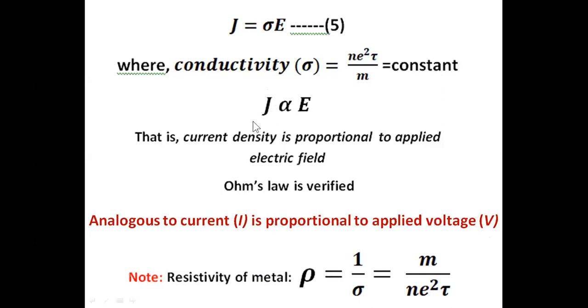Current density means the current per unit area. So both are proportional quantities. So we can say that this is another form of Ohm's law, according to which the current density is proportional to the applied electric field. That's how we have verified Ohm's law by using the basic assumptions of Drude-Lorentz theory.